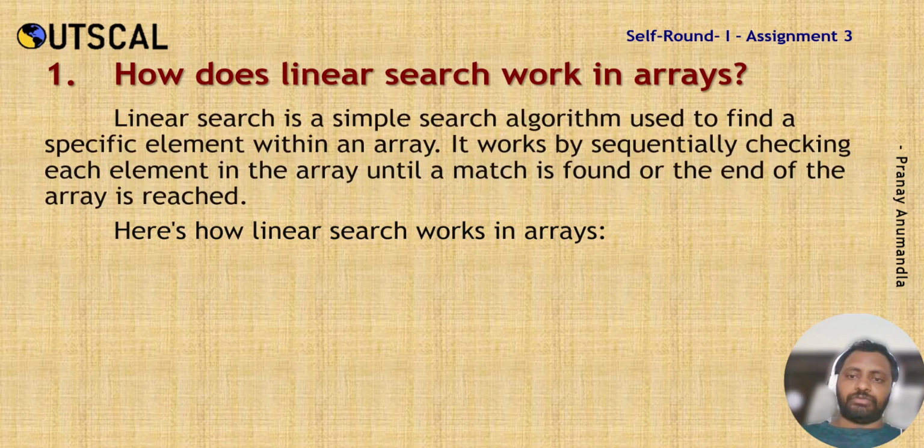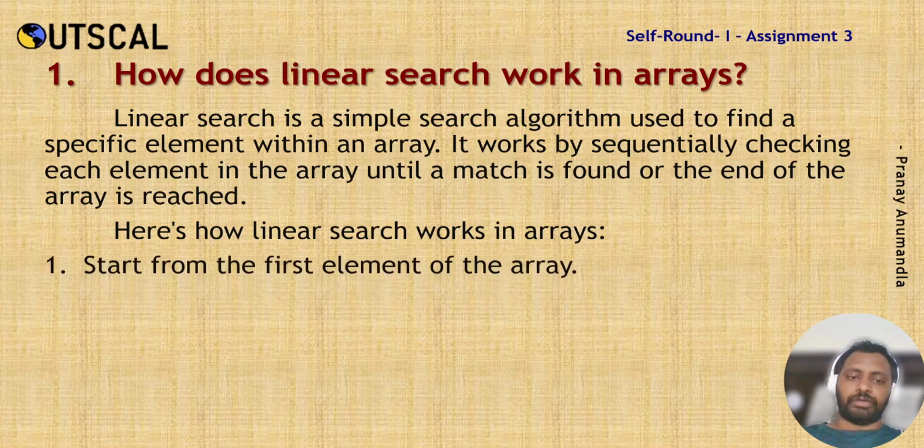It is a simple search algorithm used to find a specific element within an array. The element which is already there in the array, we can find by sequentially checking each element. And if we don't find any match, then we will return a negative value like -1, or any error value we want to show in the not found case. Okay.